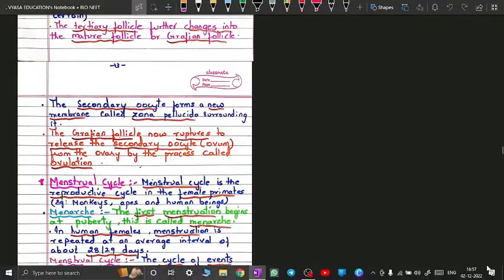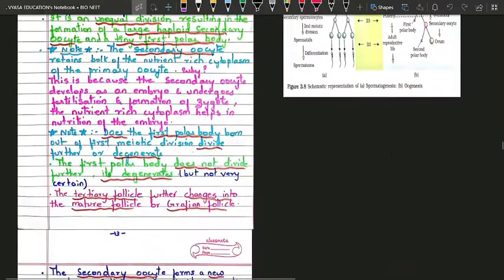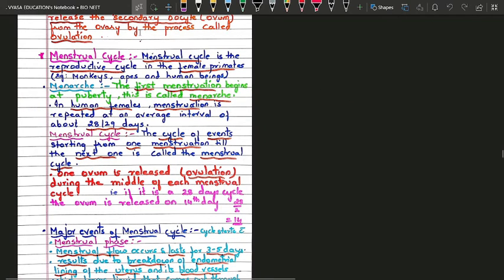This also is very important. Oogenesis is also important, do this. Spermatogenesis is very important. Oogenesis is also important. Just go through it. For theory I am saying, even for NEET.